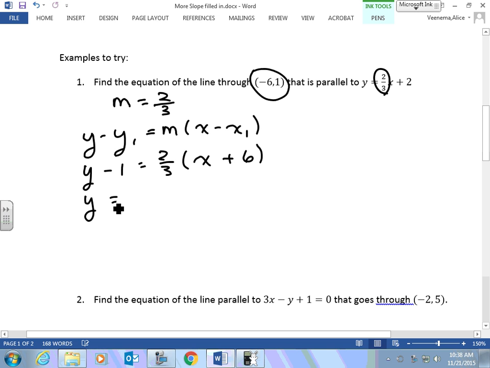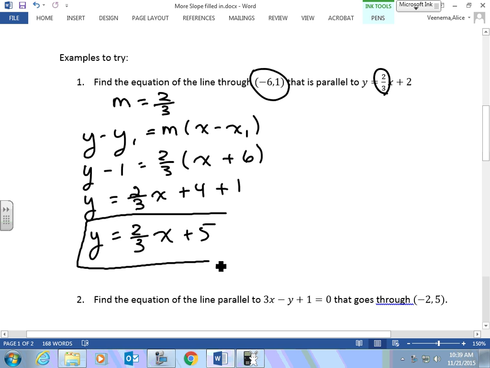And we'll put it into y equals mx plus b format. So y equals 2/3 x. 2/3 of 6 is 4, so plus 4, plus 1 because we are moving the -1 from the left side. We want to remove it, so we'll add 1. So we have y equals 2/3 x plus 5. And that's the equation of the new line. It passes through this point and is parallel to the line y equals 2/3 x plus 2.